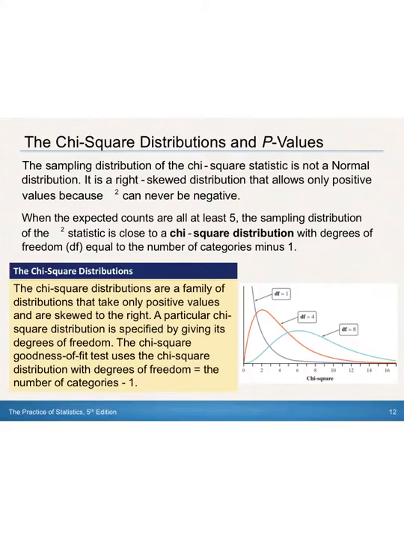So chi-square distributions are different than t-distributions and normal distributions. Since chi-squared can never be negative, they're always going to be distributions that are skewed right. They're always going to only be in the first quadrant, positive, and their degrees of freedom is always going to be where we find which distribution to look at. And the degrees of freedom is the number of categories minus 1.